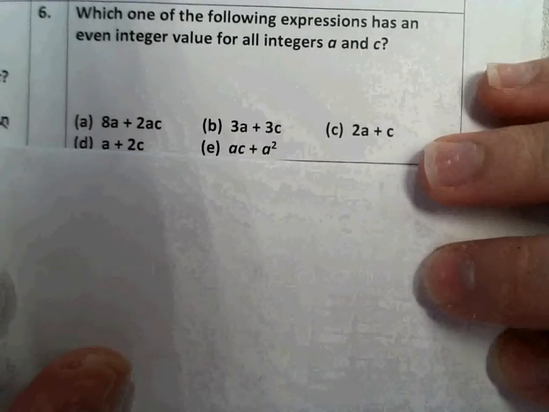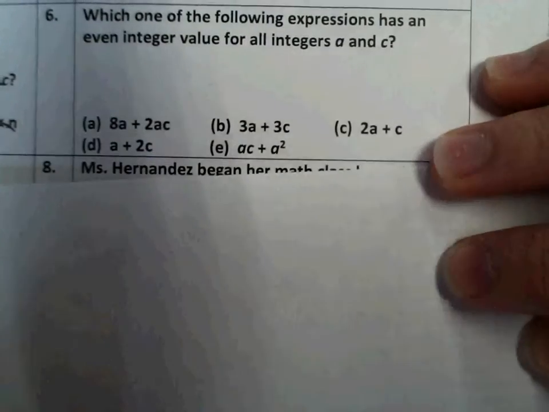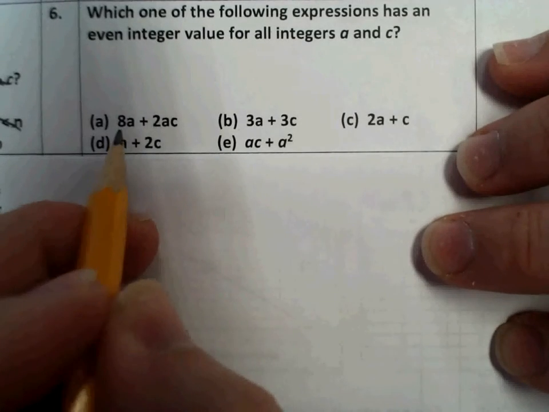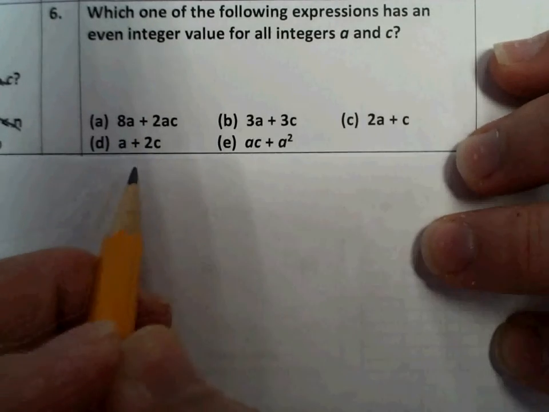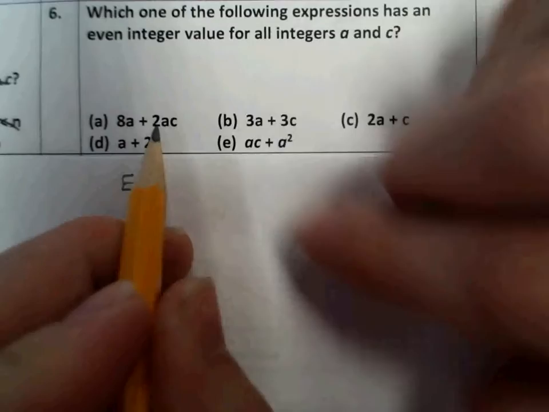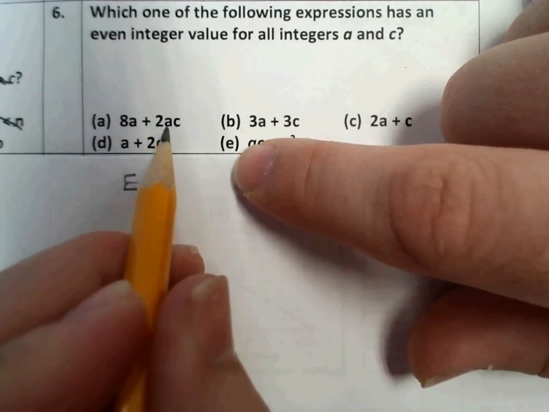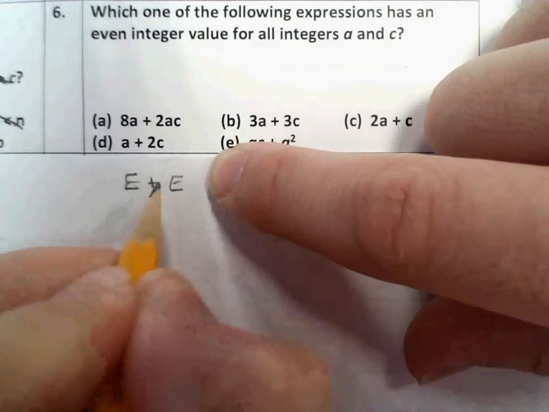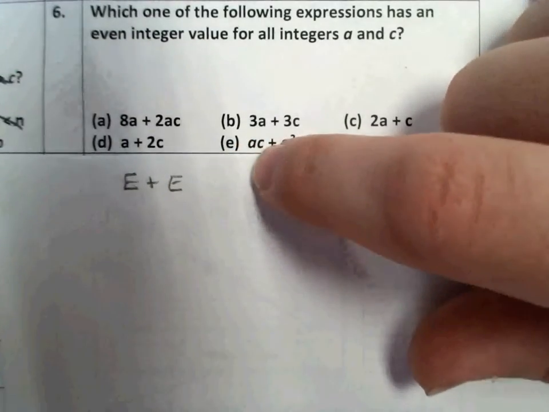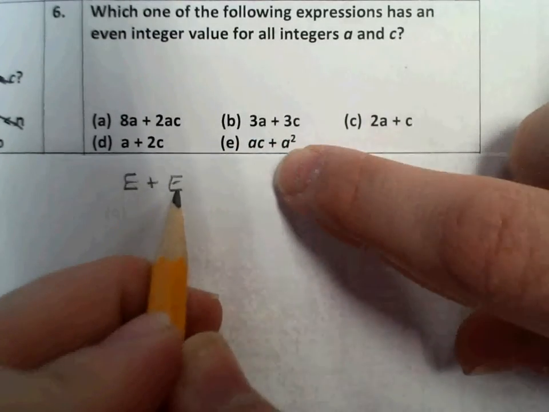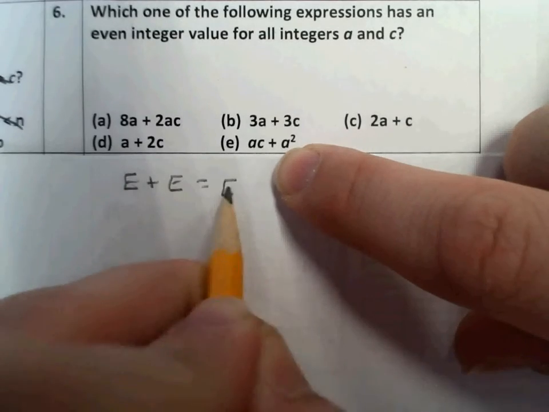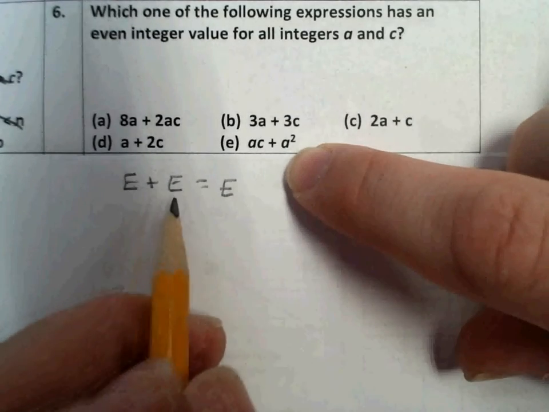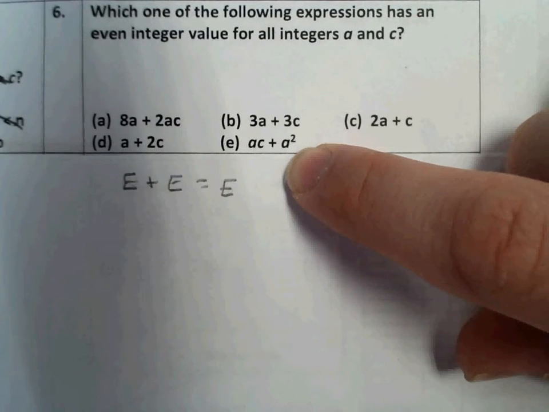We've got 8a plus 2ac. Now, just based on what I talked about before, 8's an even number, so 8 times anything will still be even. 2's an even number. 2 times anything will still be even. So I'm going to have an even number plus an even number, no matter what. And if you have an even number plus another even number, you'll always get an even number. 2 plus 4 is 6. 10 plus 12 is 22. They're all going to be even numbers.